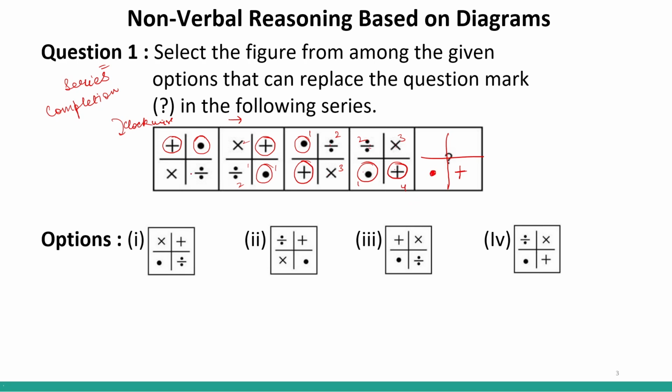Correct? Similarly, multiplication moved 1 position. Then it moved 1, 2, 2 positions. Then it moved 1, 2, 3, 3 positions. So now it will move 4 positions. So 1, 2, 3, 4, back to its original position. Similarly for divide also. So this will be our next image, which is given in option number 4. So option number 4 will be your correct answer.